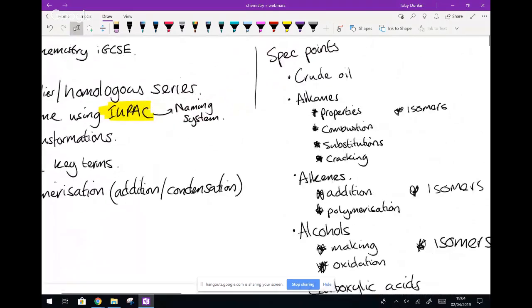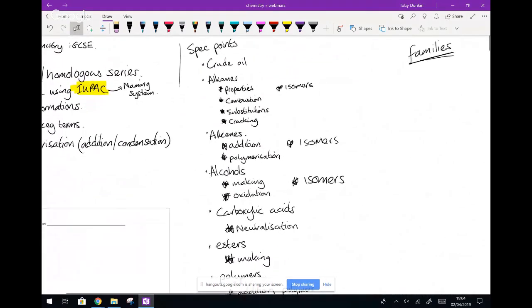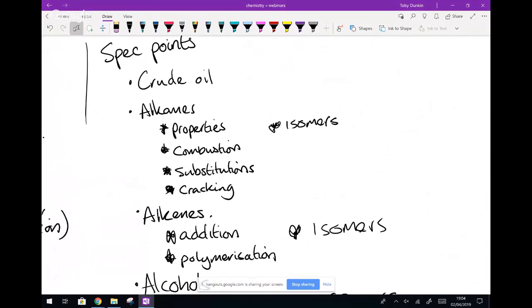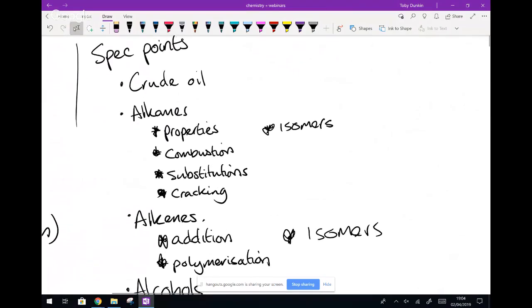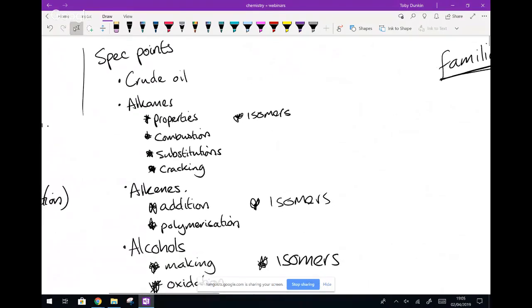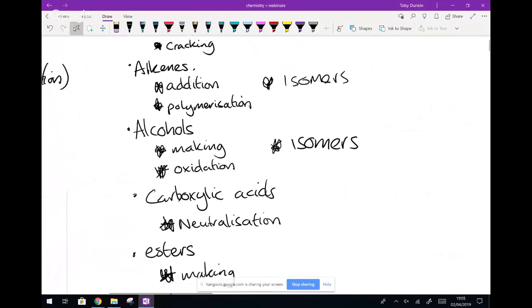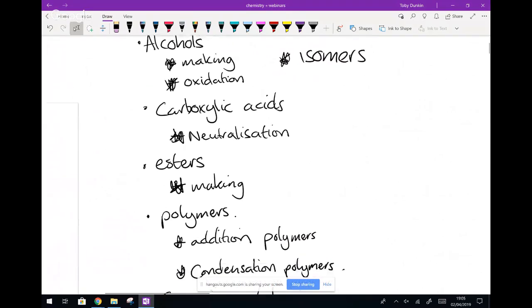Okay, so what I did was I then took your specification points and tried to make it a little bit simpler. So when you run through the spec, this is how it builds. We start off with crude oil, and there's a reason for that: all of our organic chemistry comes from crude oil. And this is where the transformations make their first appearance. We take what we get from crude oil, and we then transform it into different families. And those families have different uses. Then we drop into our first family of alkanes, followed by alkenes, alcohols, carboxylic acids, esters, and lastly polymers.